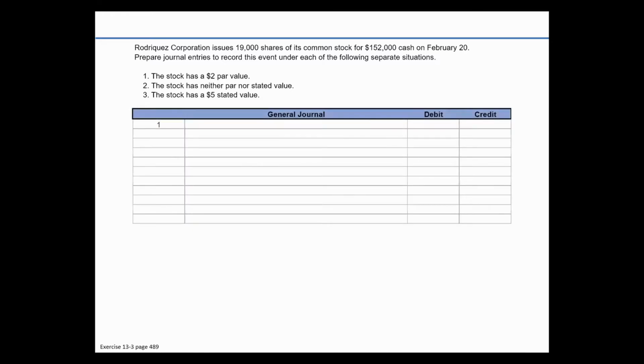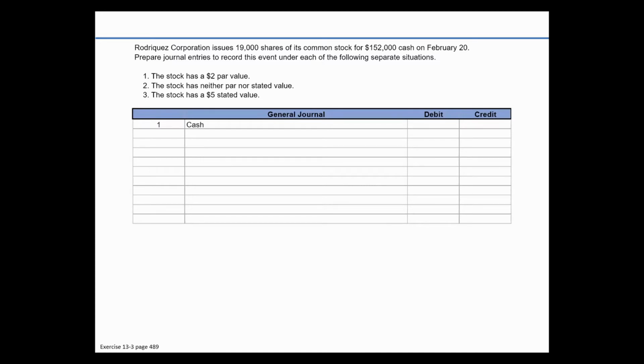Rodriguez Corporation issues 19,000 shares of its common stock for $152,000 cash on February the 20th. And so what we'll do is we will prepare the journal entries to record this event under each of the following separate situations. So the first example will be selling the stock at a $2 par value.